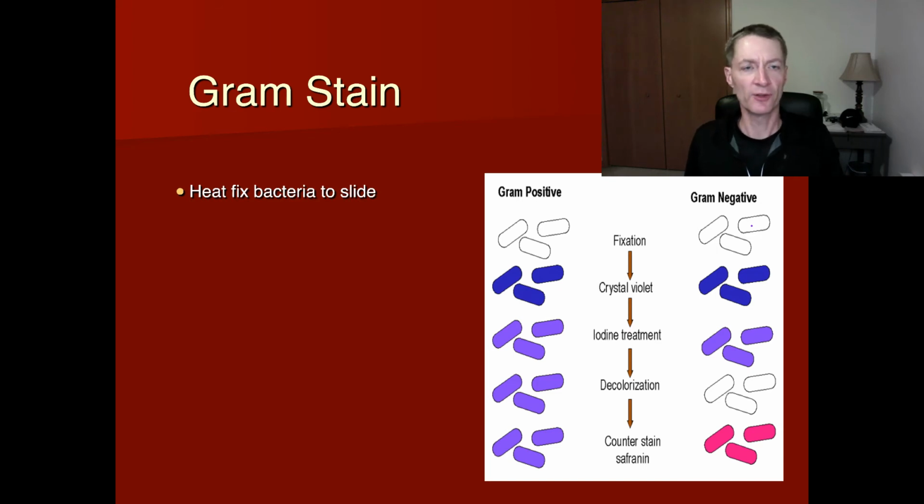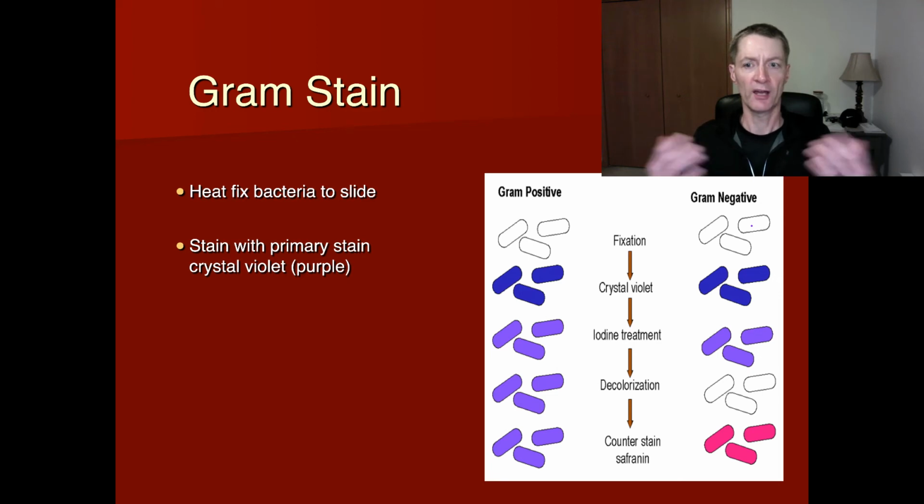So the first step is to heat fix the bacteria. Go about that process like we see in lab, where we would put the bacteria on a slide, pass it over a flame, which makes those bacteria stick to the slide, and it kills the bacteria. And then we go about applying different stains. The first stain would be crystal violet. This is purple. It's going to stick to any of the peptidoglycan walls, whether it's thick or thin.